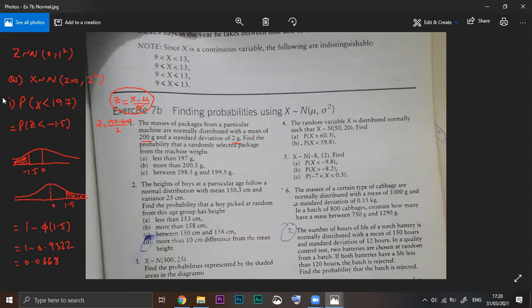Please read part number 2. More than 200.5. We want to find the probability that x is greater than 200.5. Now use z is equal to x minus mu over standard deviation to find the value of z.